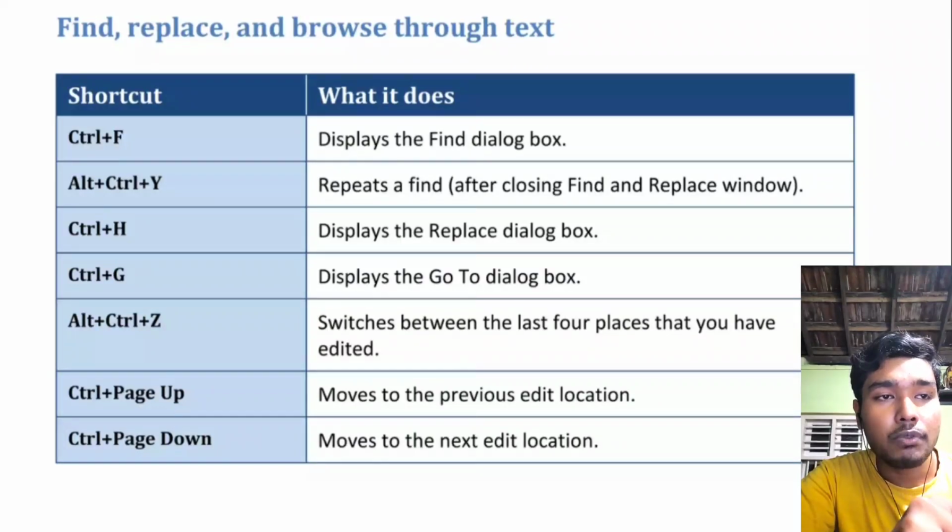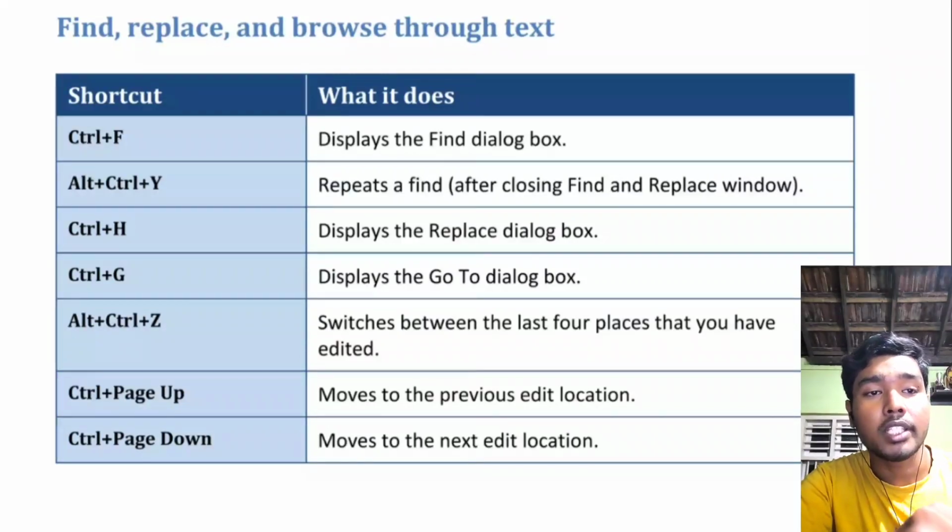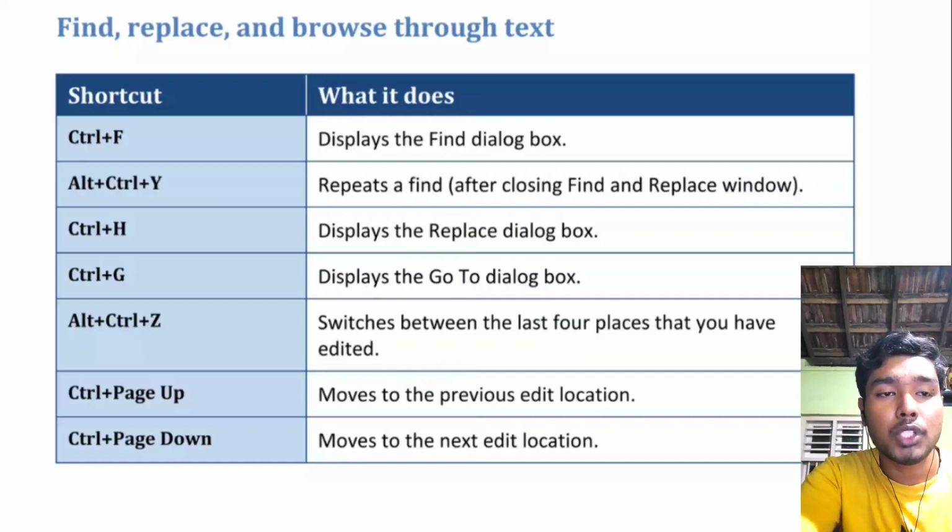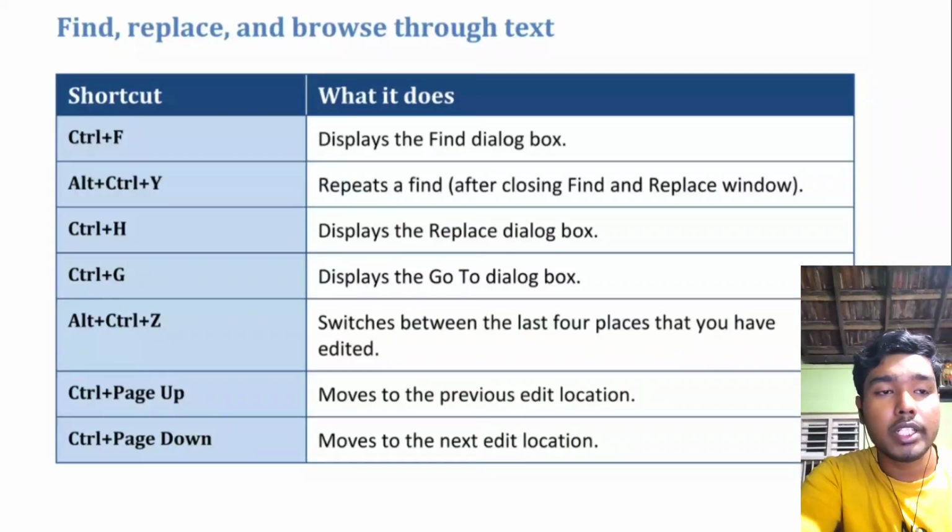Control plus H is for displaying the Replace dialog box. Control plus G is for displaying the Go To dialog box. Alt plus Control plus Z is for switching between the last four phrases that you have edited.